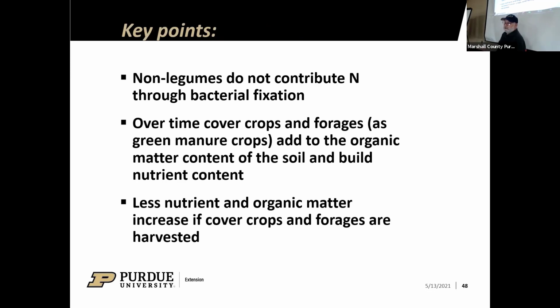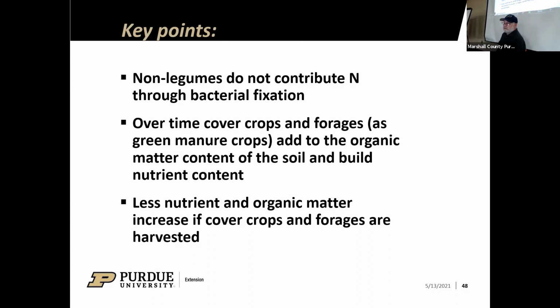Non-legumes do not contribute through bacterial fixation, but they do capture nutrients that will be released to the plant later. They will help with managing weed issues as well.